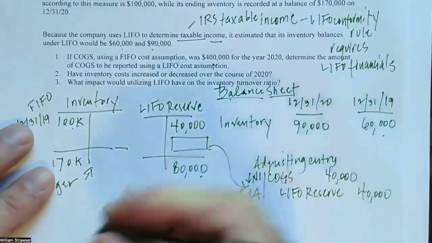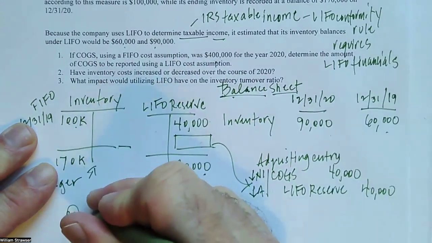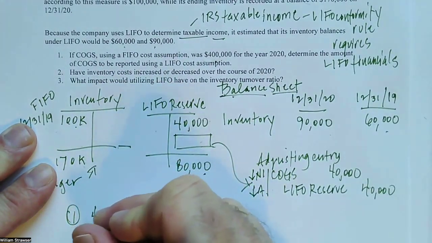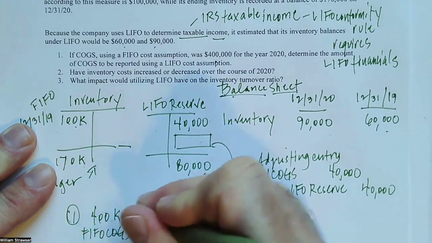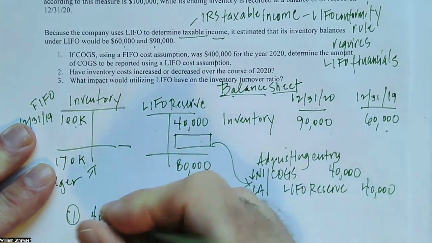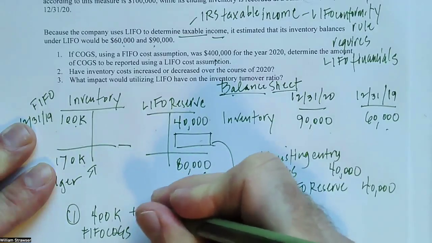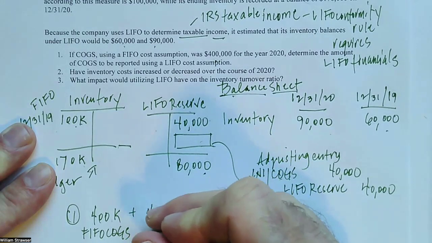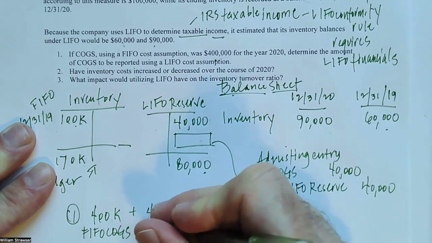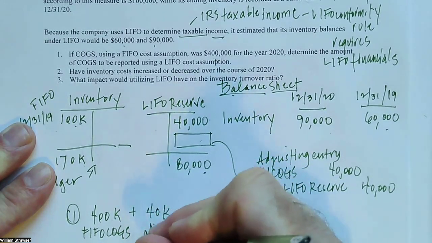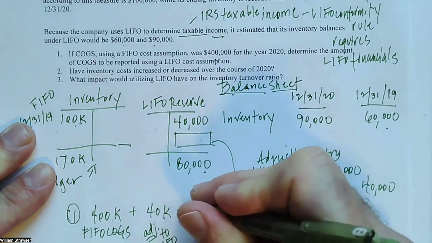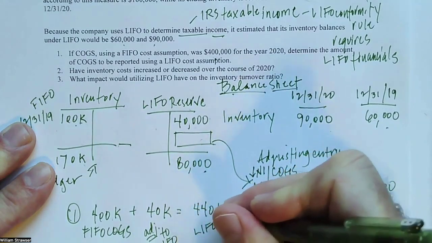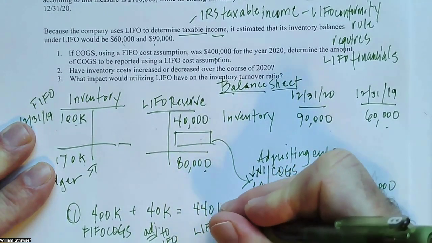So simply to convert, all we need to do is take the FIFO cost of goods sold in this case. And then because we debited, we're adding to that overall cost of goods sold amount that's going to be an expense. So this is the adjustment to LIFO to arrive at my LIFO cost of goods sold.